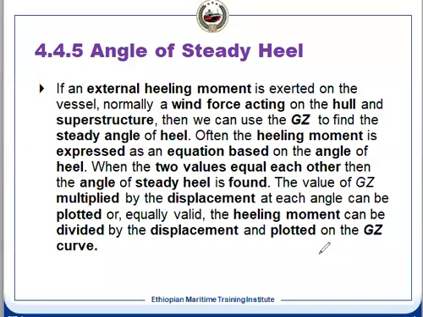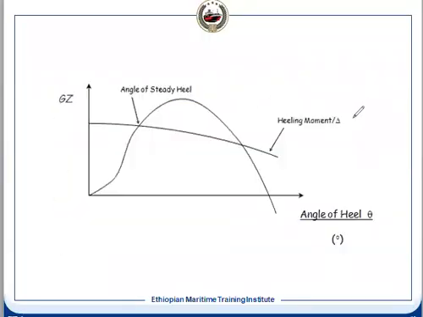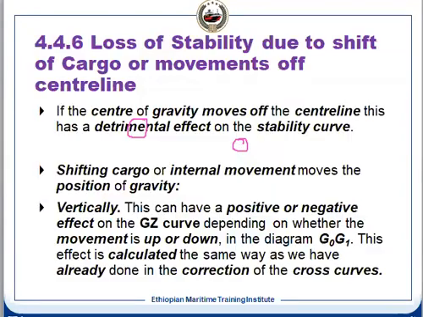The heeling moment shows at what ZZ it will be, because we have divided by delta, which is a constant value, since when we are drawing this it is at a particular displacement. So at this GZ we are interested in knowing where it will be steady. At this point, these two curves give the angle of steady heel. That is the way we can find it: when it is at equilibrium, the moments are equal, and at that time we find the steady angle of heel.